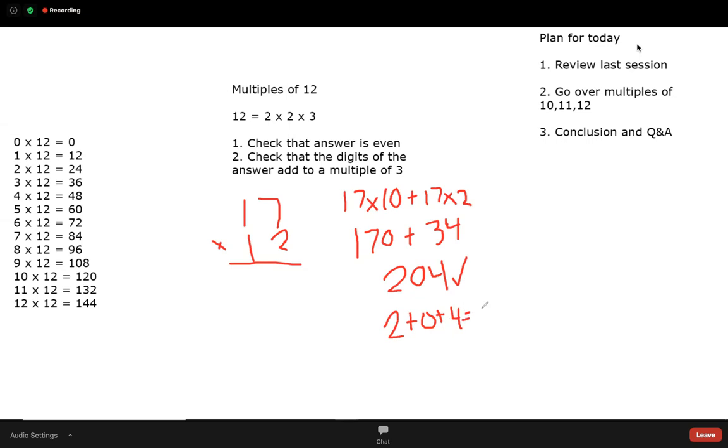Okay, so we would do 2 plus 0 plus 4, which is 6. And 6 is obviously a multiple of 3, so 3 times 2 is 6. So 204 will also be a multiple of 3, and it'll pass our check.